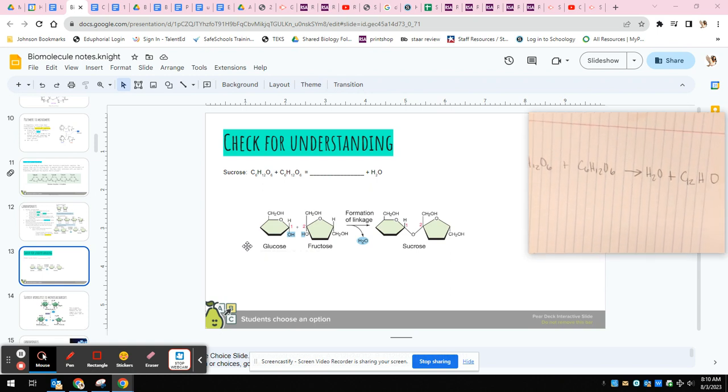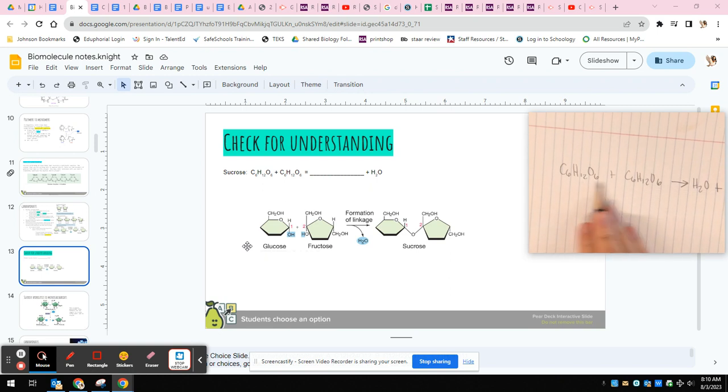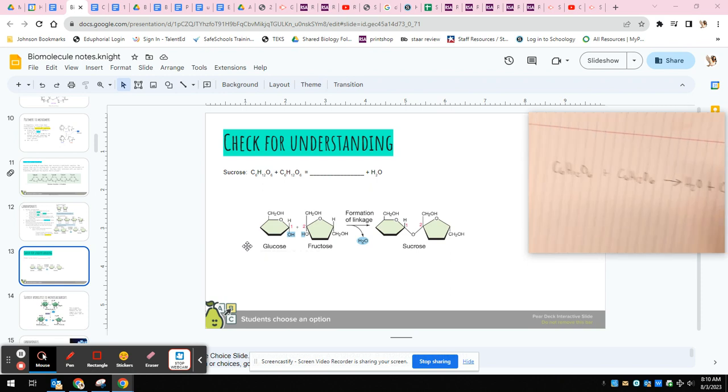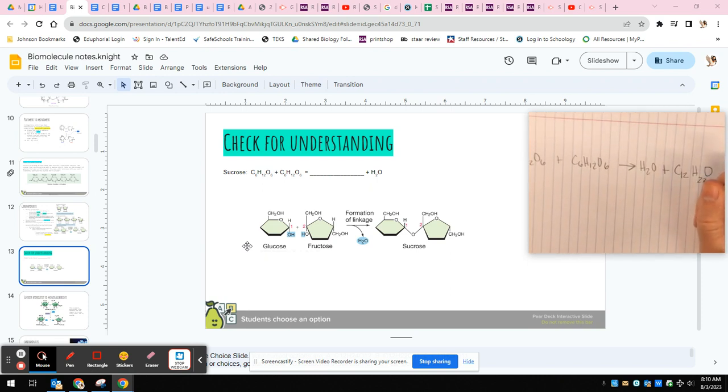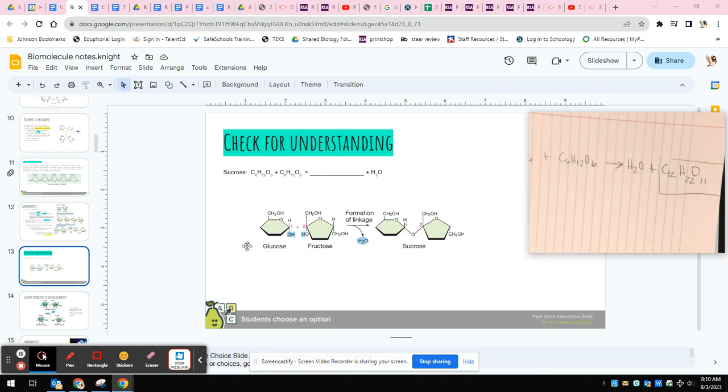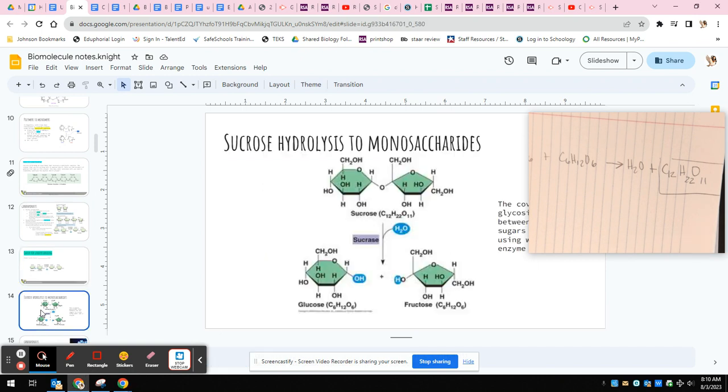How many of each? Well, there are 12 plus 12, 24 hydrogens that come together, but 2 are used in the formation of water, so therefore 24 minus 2 is 22. And then there's 6 plus 6, 12 oxygens, and 1 is used in the formation of water, so 12 minus 1 is 11. So therefore, the molecular formula of table sugar is C12H22O11.